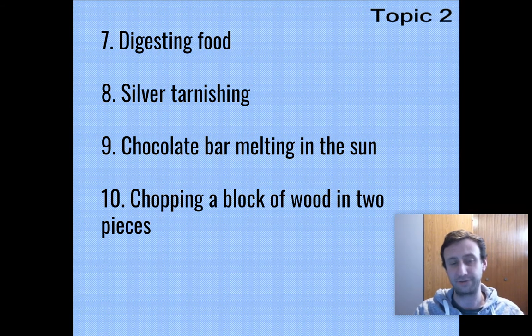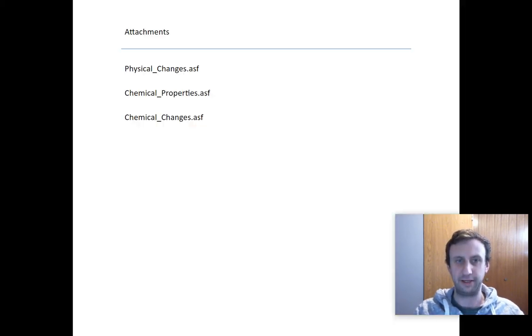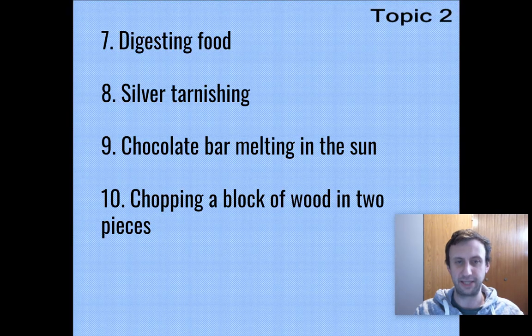Silver tarnishing, that's chemical as well, making silver sulfide. Chocolate bar melting in the sun, that's physical, right? It's a phase change. Chopping a block of wood into two pieces, that's again physical. It's still wood, I just now have more pieces of it. All right, so that is basically it, chemical and physical changes. Hopefully that is pretty clear in terms of what we have.